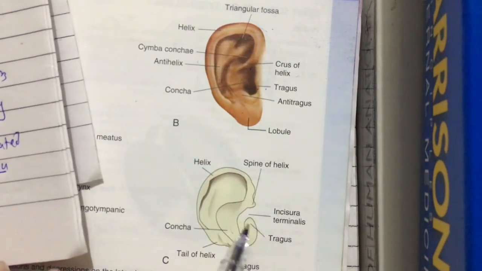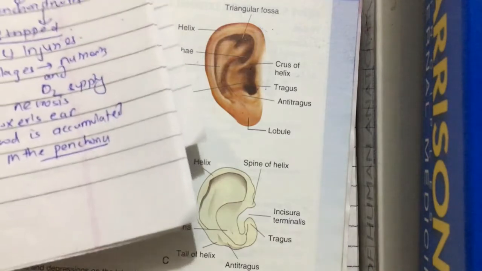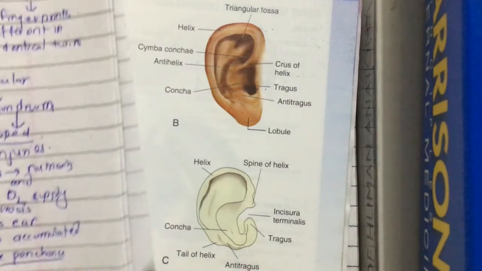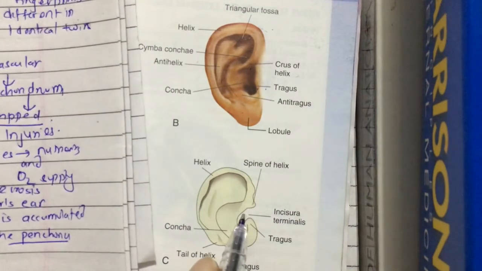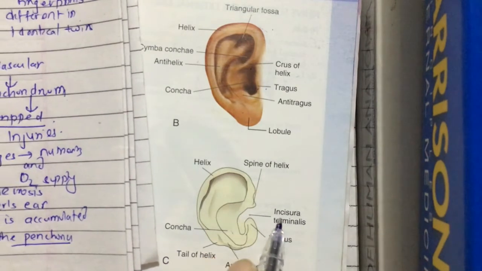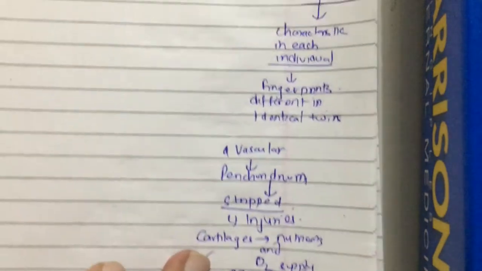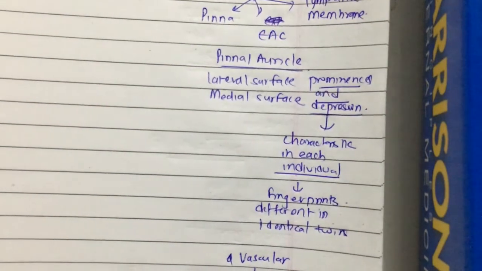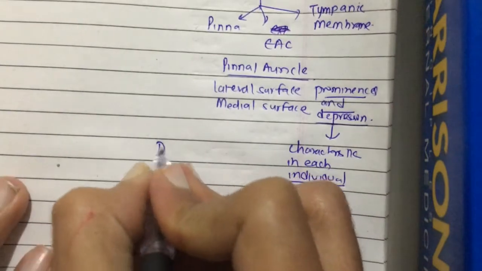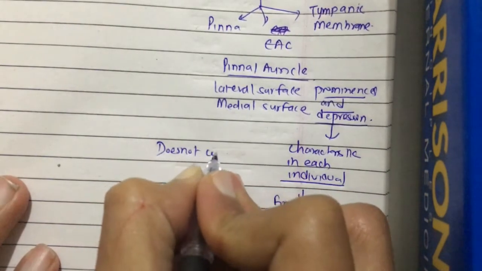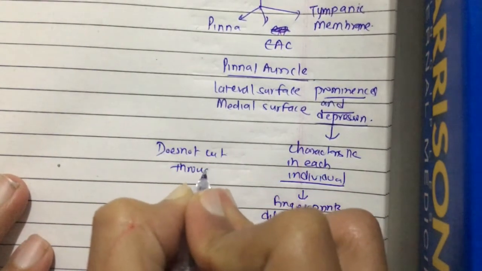Okay, the importance of the incisura terminalis is that it is deficient in cartilage. So if we have to do any surgery and if we cut through the incisura terminalis, it will not cut any cartilaginous framework. An incision made in this area does not cut through the cartilage.